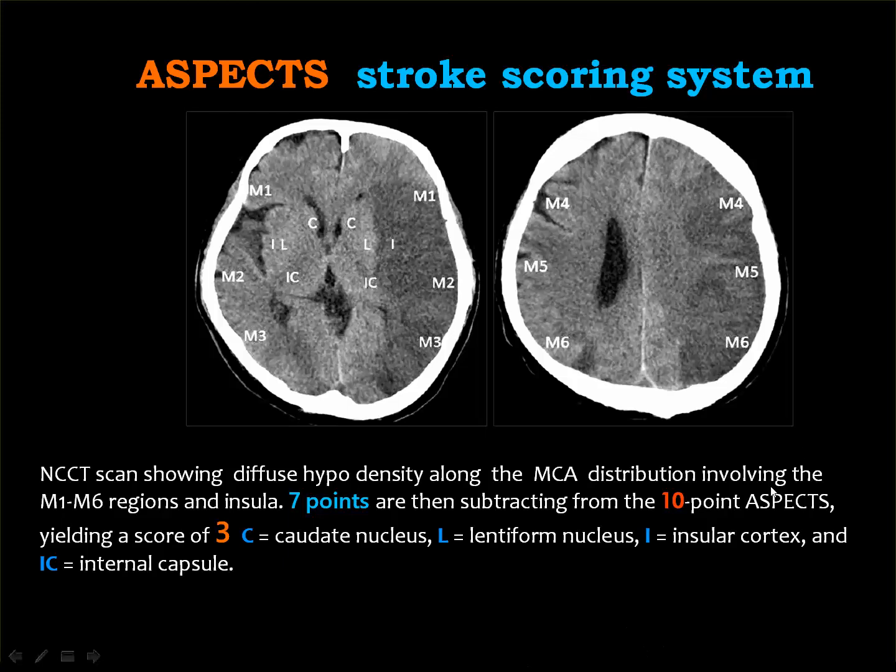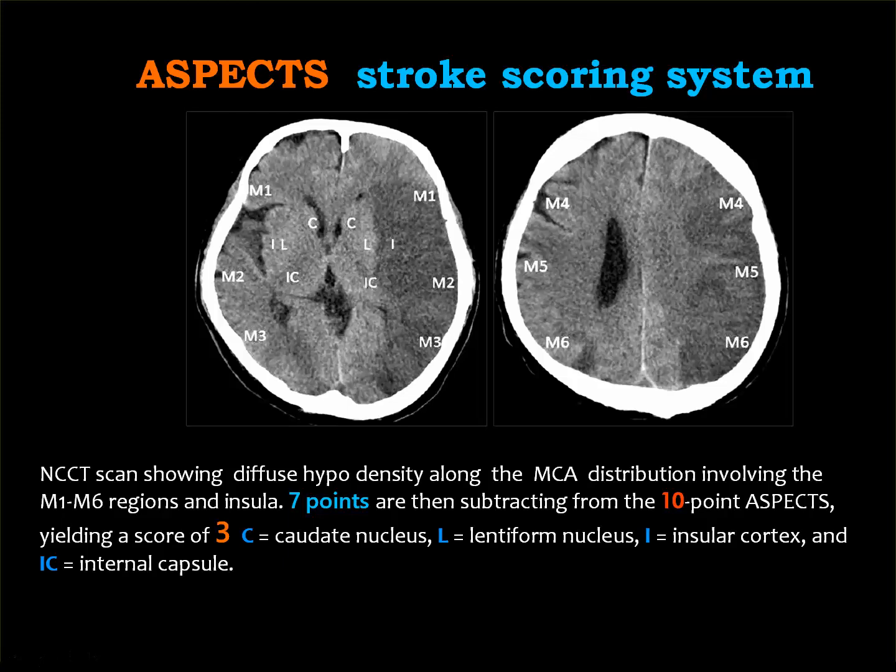Then if you look here, and you get 3 areas here, another 3 areas here, and the insula is affected, then the score is 3. Yes, the score is 3. And these are the 3 which are spared: the head of the caudate nucleus, the lentiform, and the internal capsule.